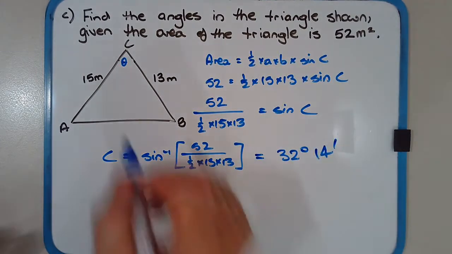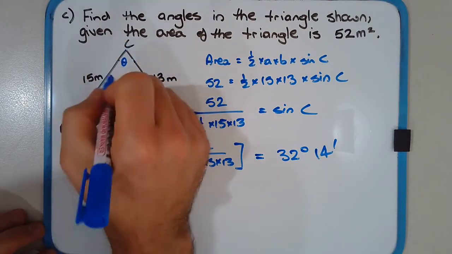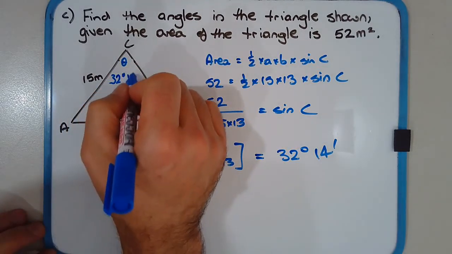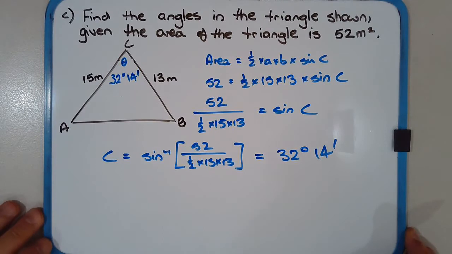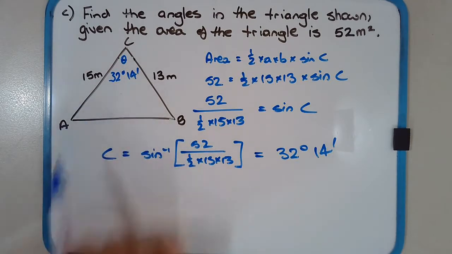Okay, so I might just write that here. 32 degrees, 14 minutes, just got to be careful not to smudge it. So we just need to find really just one more angle if we can. Now, could we perhaps use the sine rule here to do that? The sine rule needs side-angle pairs, that's the problem.